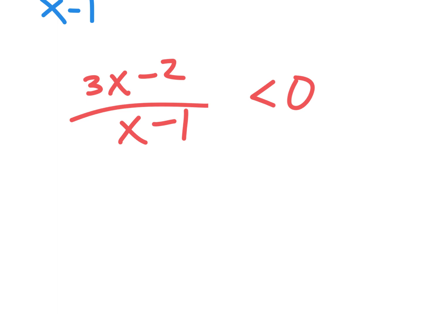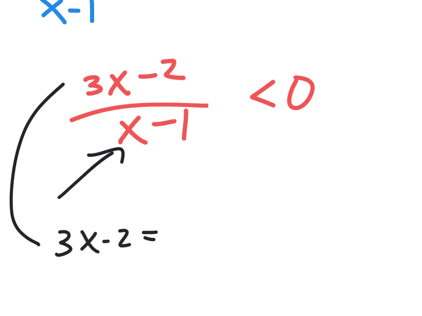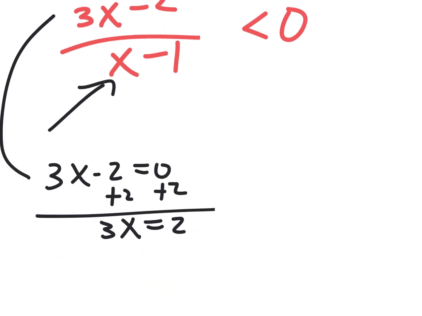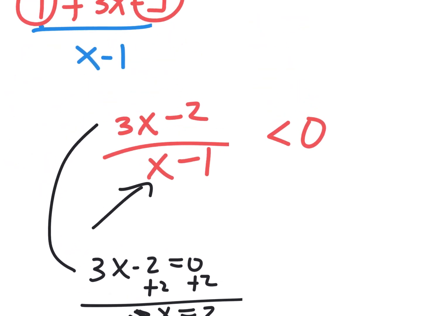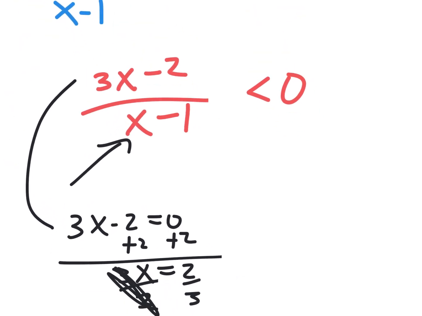What makes the bottom 0 is super easy. What makes the bottom 0? 1. But what makes the top 0? You have to write 3x minus 2 equals 0. If I add 2 and I divide by 3, x equals 2/3 makes it 0. Let me prove it. I put in a 2/3 right here. The 3's would cancel, and then it would be 2 minus 2 on top. That makes it equal 0.